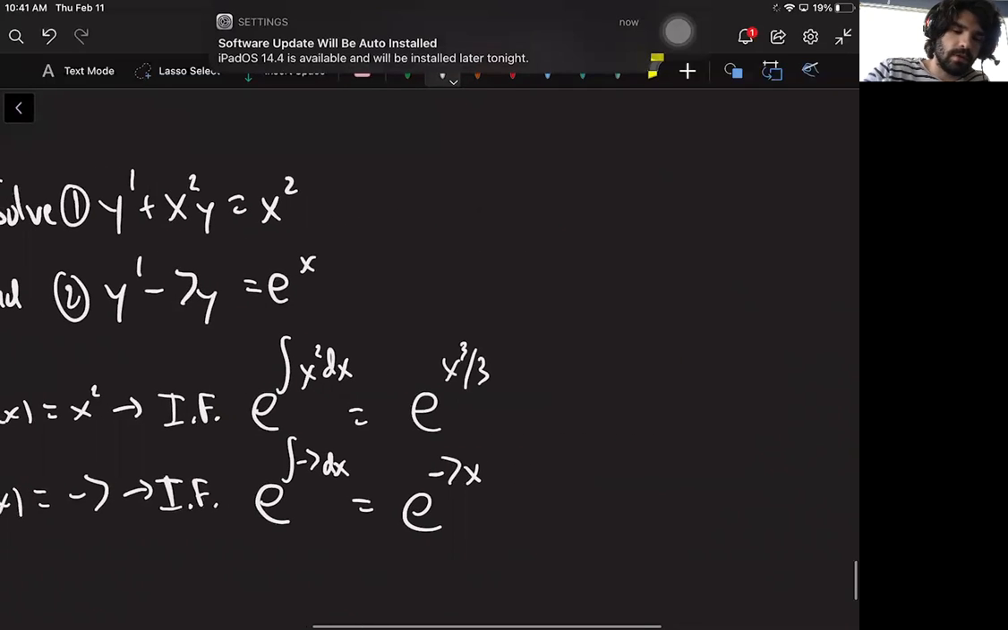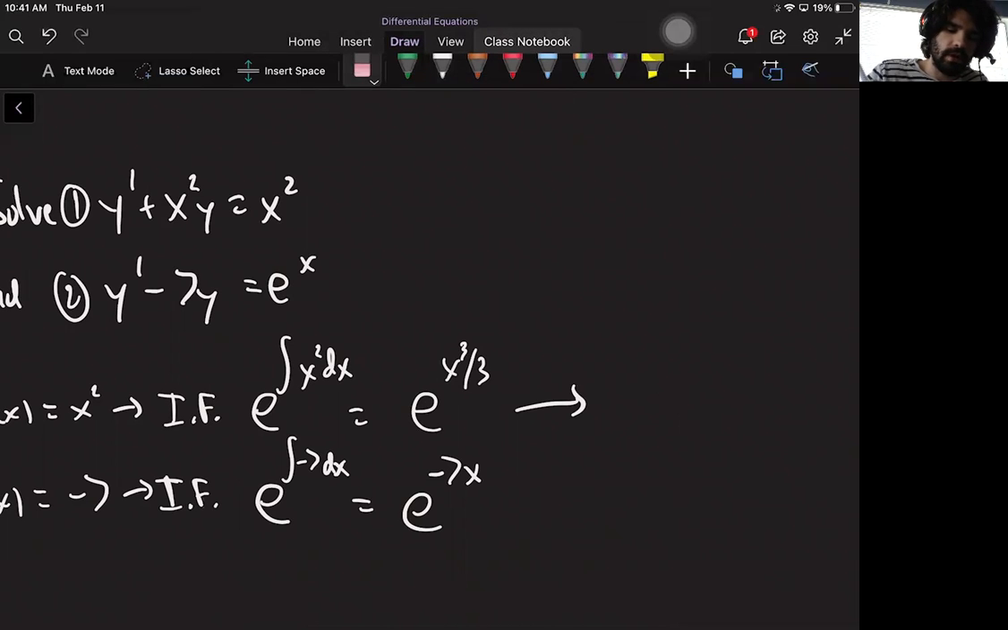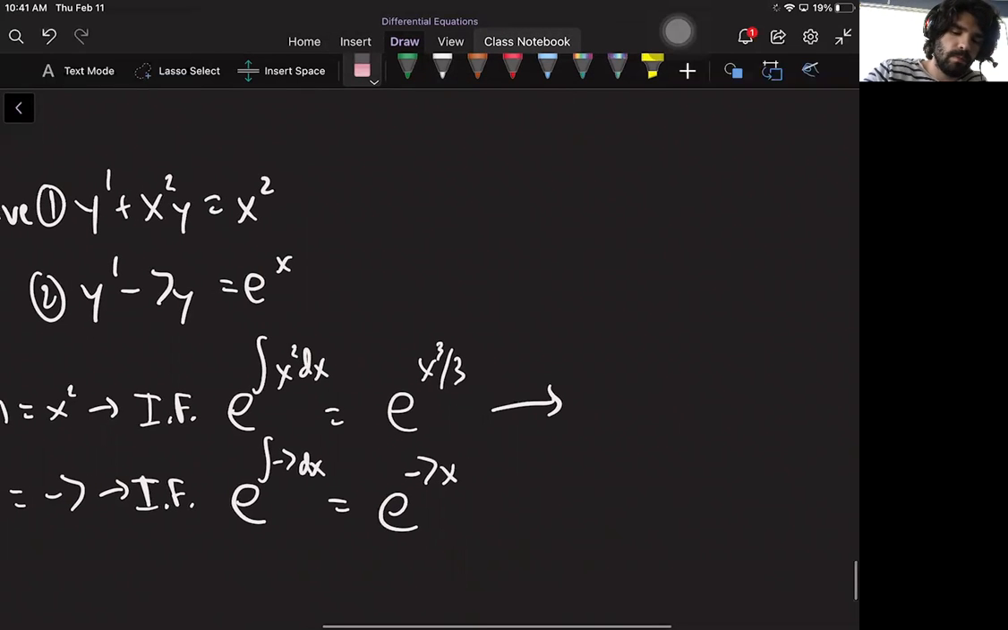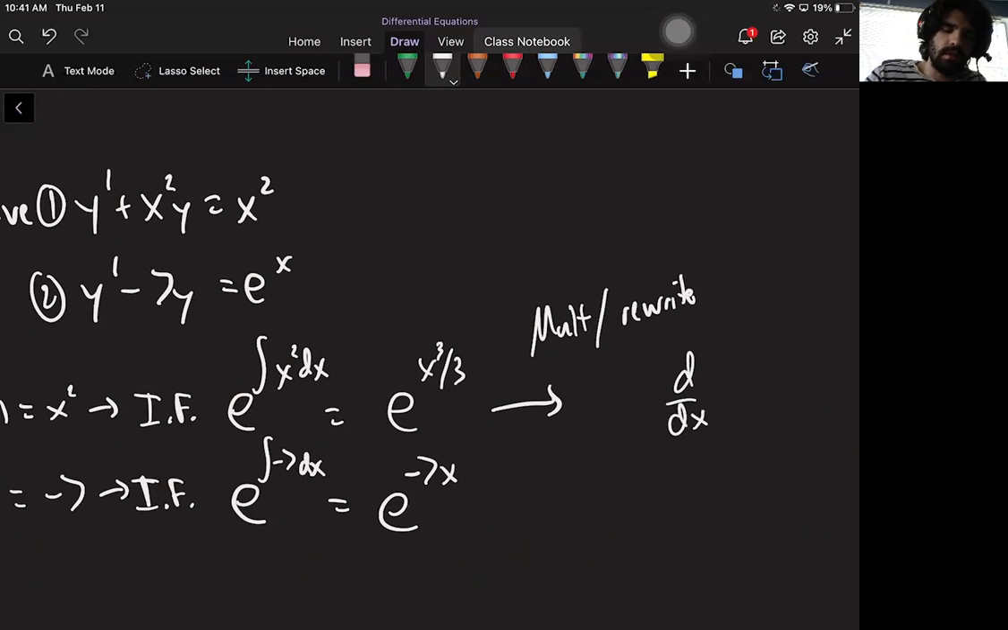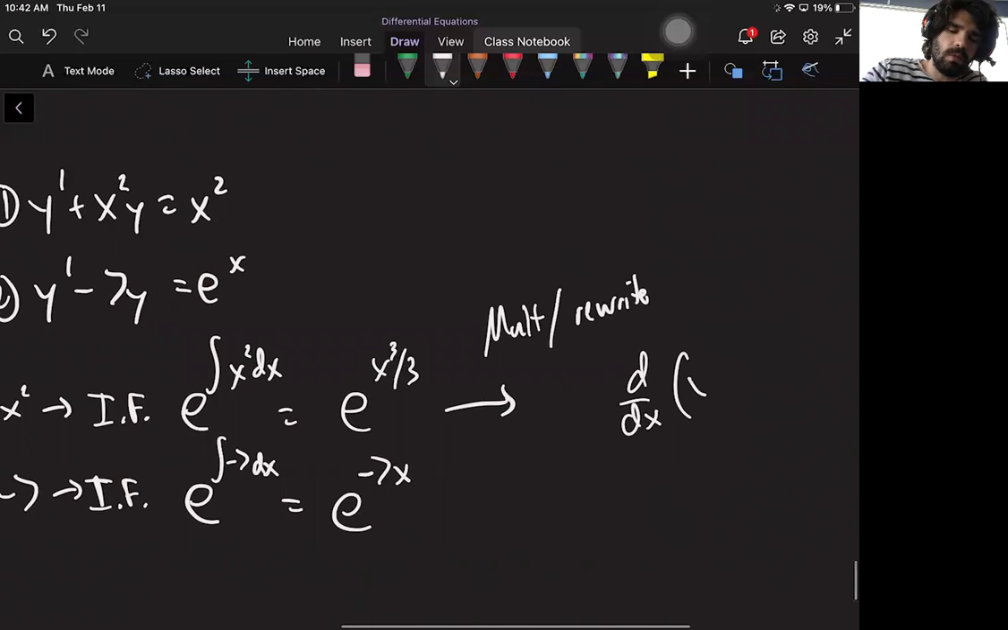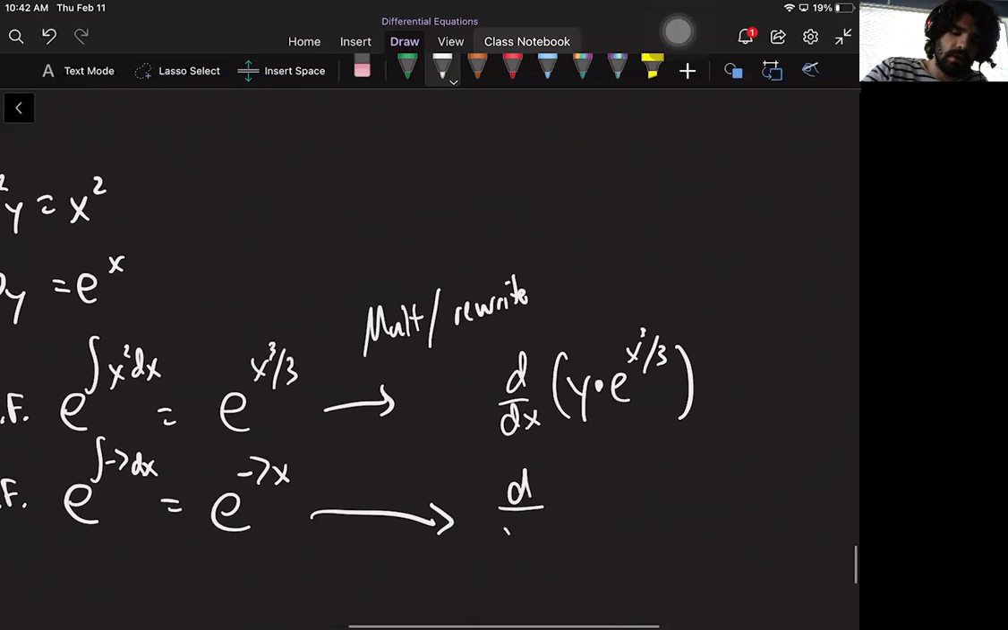On the first one, because we know that there's a pattern, we already know that after I multiply it, what am I going to do? Then I'm going to rewrite it using the product rule. And it's always just going to become d dx of y times the integrating factor. So you can do those steps again if you want, but it's always going to be the derivative of y times the integrating factor on the left.